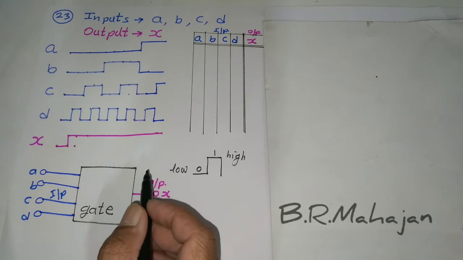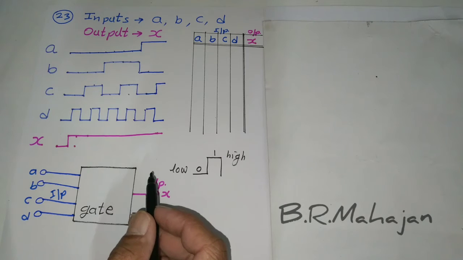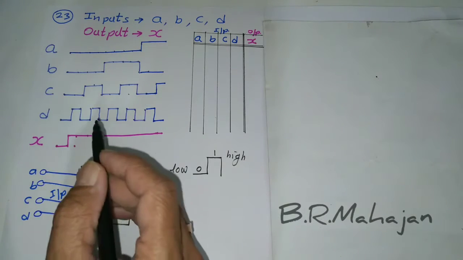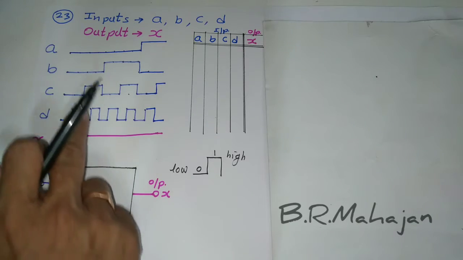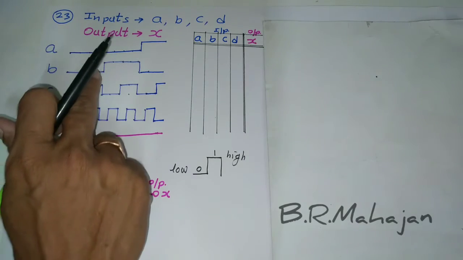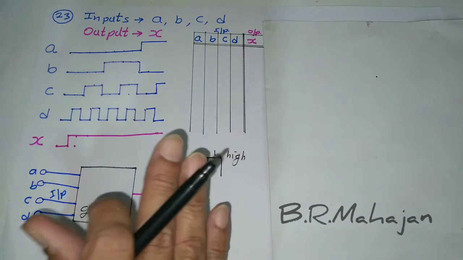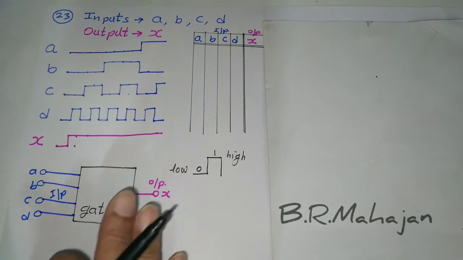Welcome all of you to today's lecture in physics. We are going to discuss a problem which was already asked in JEE Mains 2016, problem number 23, in which they have given us information in terms of waves representing the input and output, and they have asked which type of gate this is.